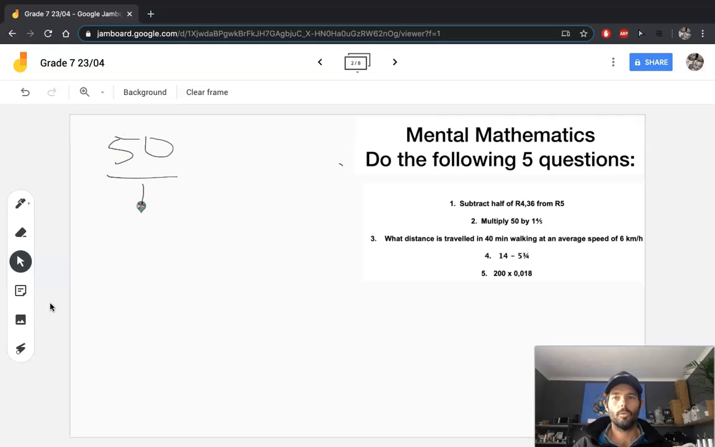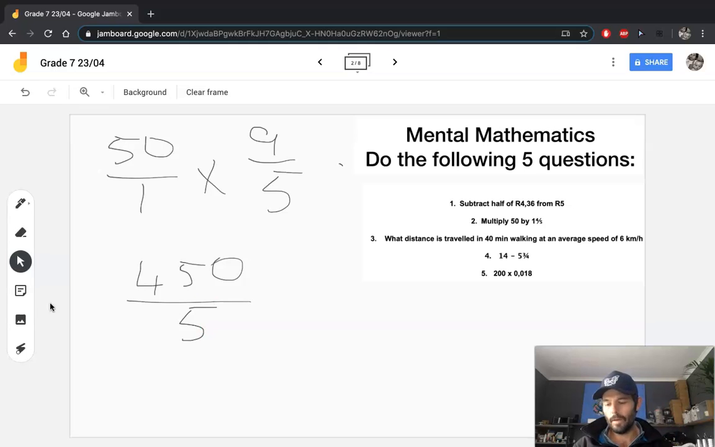I would have converted 1 and 4 over 5 to an improper fraction, which is 9 over 5. I could have done 50 multiplied by 9, which is 450, and then 1 multiplied by 5 is 5. Then I would have gone 450 divided by 5, which equals 90. So there's your answer.